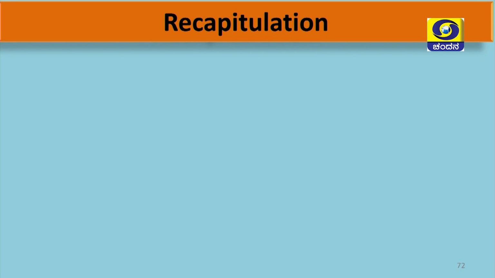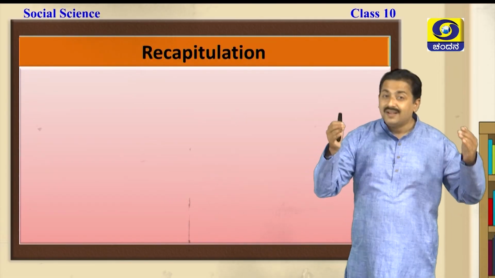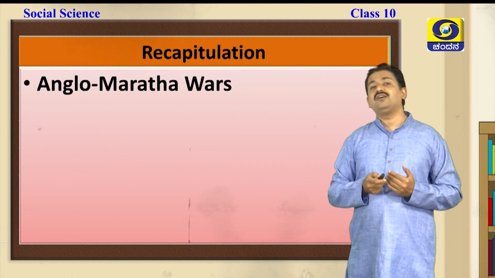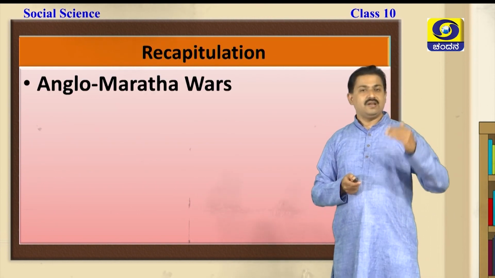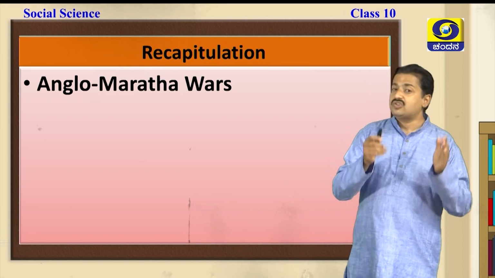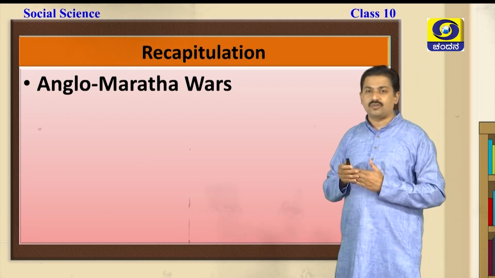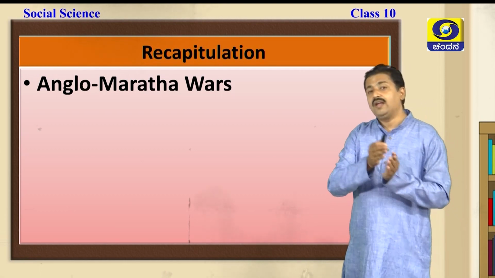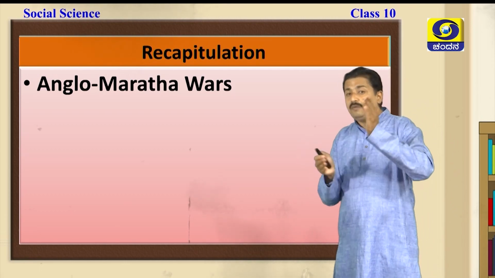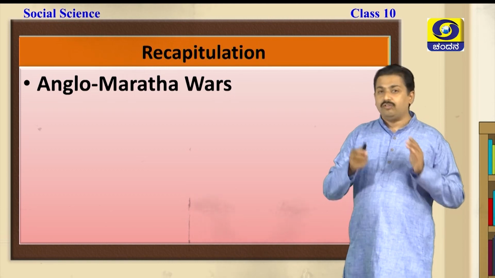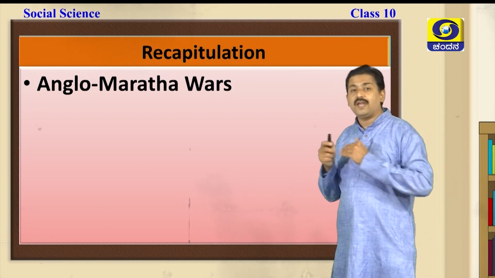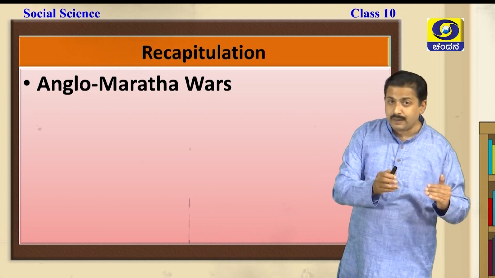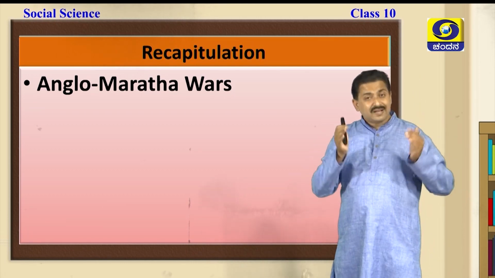Dear students, now I have a recapitulation for you. That means we shall recollect whatever we have discussed in this lesson. In this lesson, we discussed three Anglo-Maratha wars. The First Anglo-Maratha War started in the year 1775 and ended in the year 1782 with the Treaty of Salbai. There, Madhavrao II became the Peshwa, Raghoba got a pension and the British got more concessions.